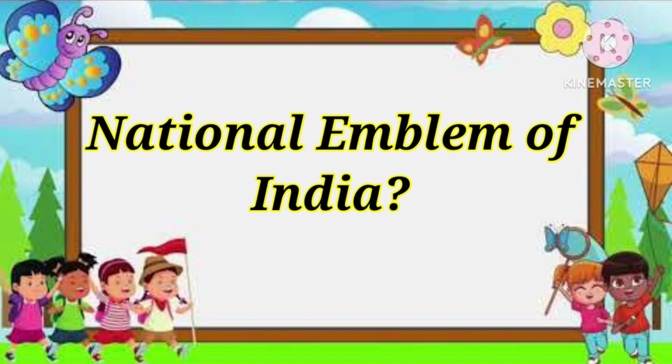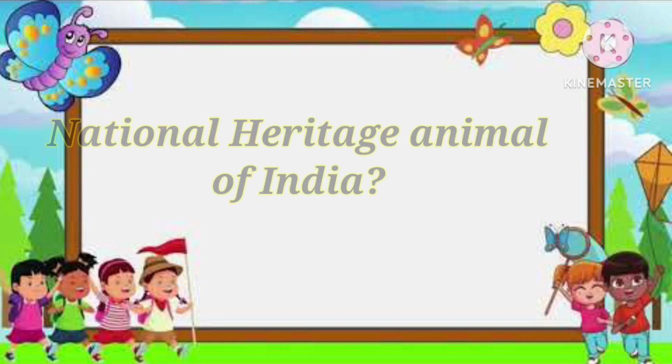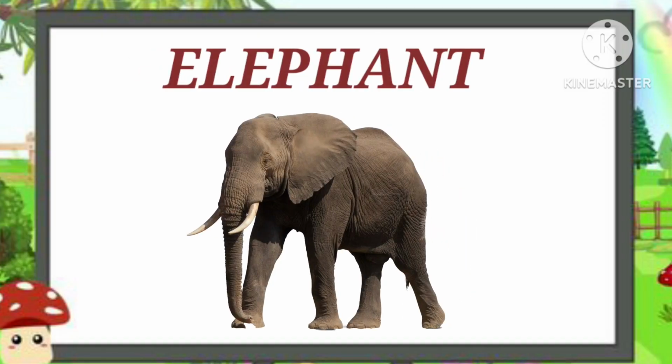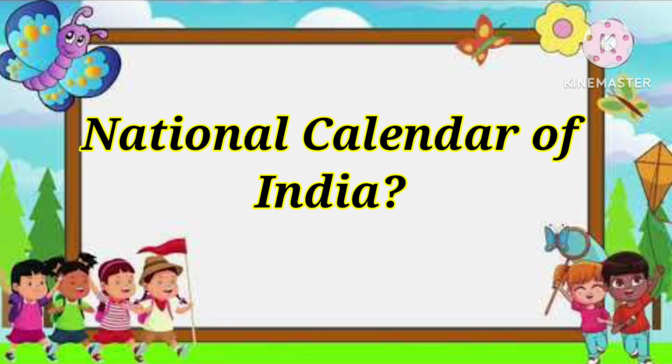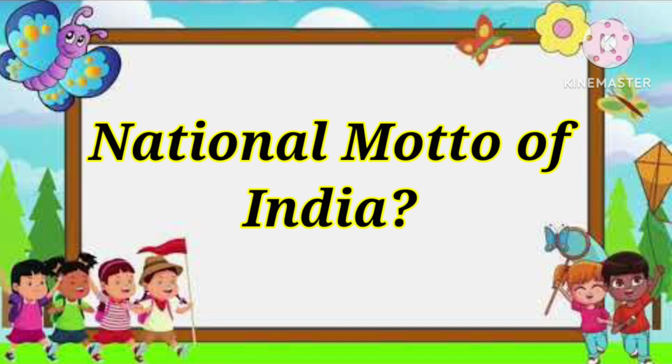National emblem of India: Ashok Stambh. National heritage animal of India: Elephant. National calendar of India: Shaka calendar. National motto of India: Satyamev Jayate.